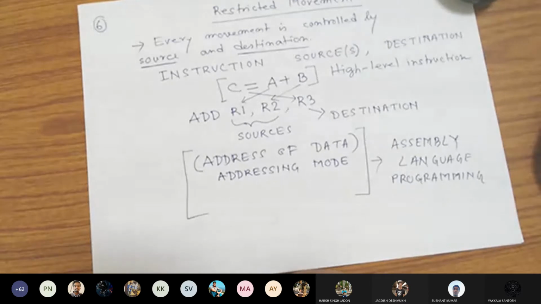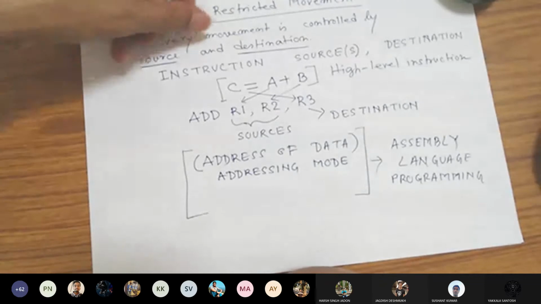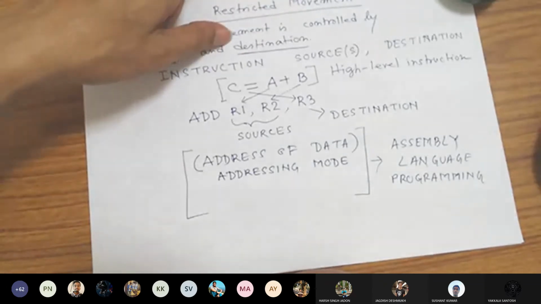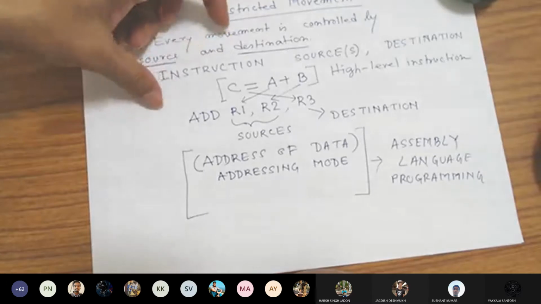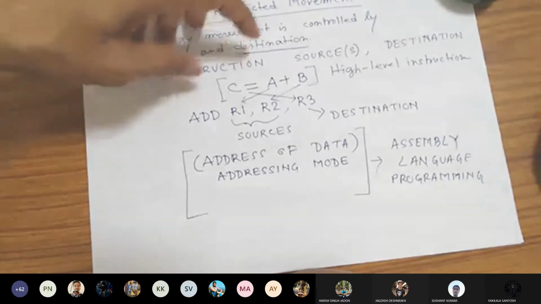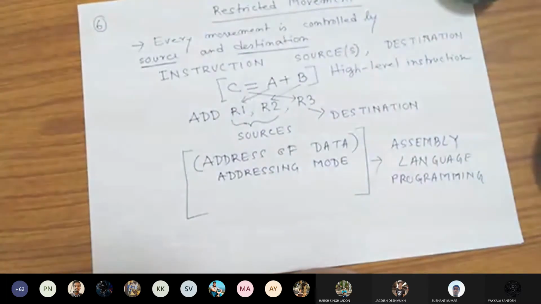Okay. So what we have learned? We have learned that every movement is controlled by source and destination. And the format of the instruction looks like instruction followed by source or sources and destination, with some other additional parameters that we will learn as we progress. But for the time being, remember that the format is very simple like this.